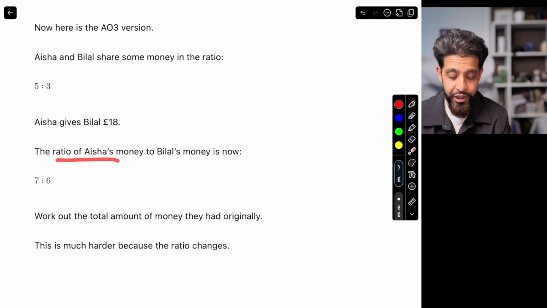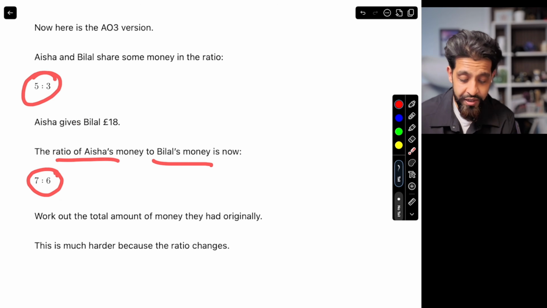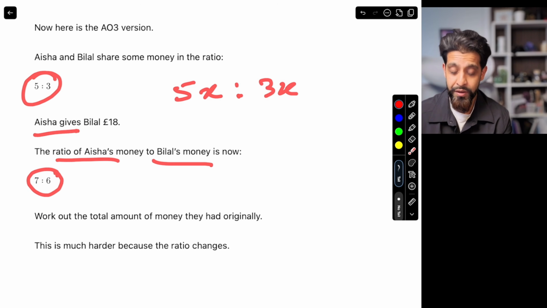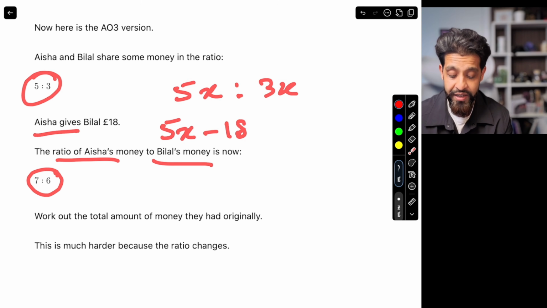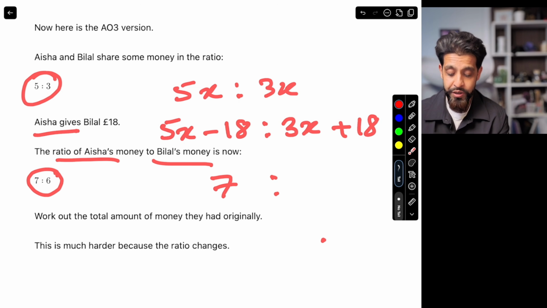Now, the ratio of Aisha's money to Bilal's money is 7:6. So what's happened here? You have to set it up with 5x and 3x, and then Aisha will give £18. So Aisha's next step will be 5x minus 18. And Bilal will gain that £18, so plus 18 right there. And then you're told that this new ratio is equal to 7:6.